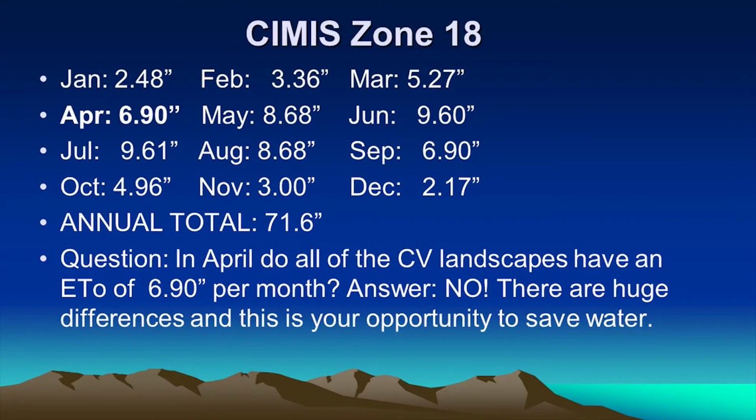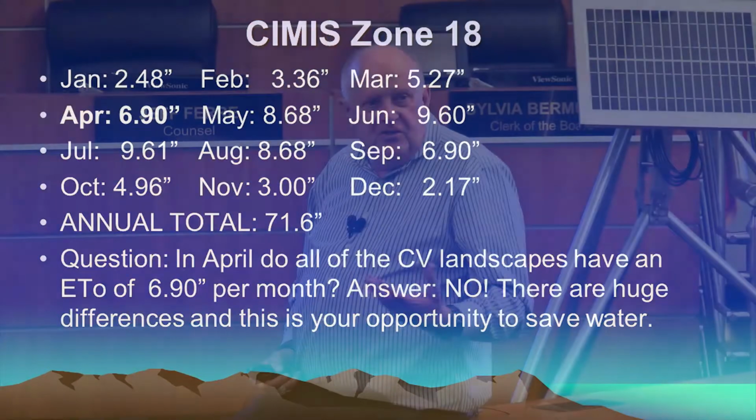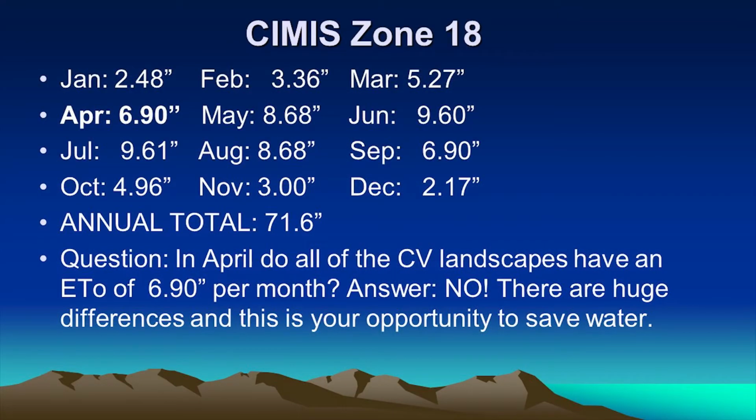All right, so here's Zone 18, and here are the average figures for it. January, February, March, April, May. And you can see, of course, when's the highest ET? June and July, 9.6, 9.61 inches. That's how much water your landscape wants during those months. And then you see down in January, it's 2.5 inches, much less. And the average total for Zone 18 is 71.6 inches of water per year that the atmosphere wants from your landscapes. All right?